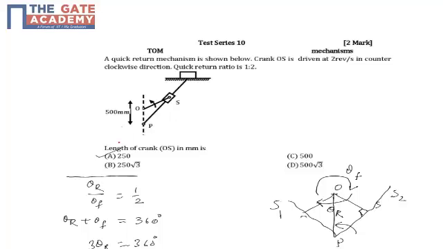So the basic thing is, from quick return you can get the angle, and from the angle we can get all the lengths.